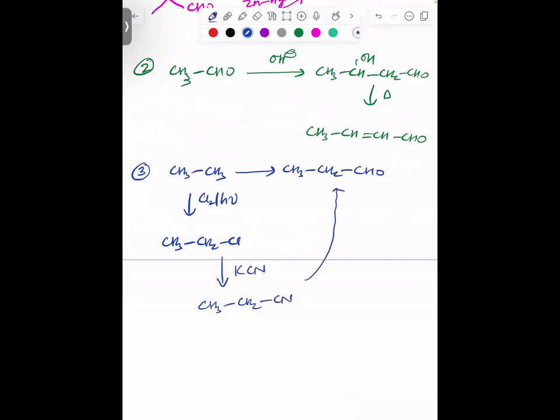Then from cyanide, the aldehyde is formed by Rosenmund reduction, and you can use DIBAL-H. So you can use DIBAL-H. This is the third question. Note it down, students. Over.